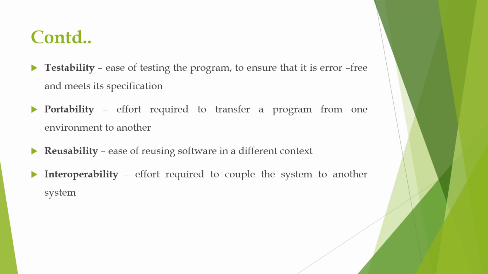The next one, reusability, is ease of reusing software in different contexts. At the end of the day, we are going to reuse the code and the modules, so that should be very easy with the product. Interoperability means the effort required to couple the system to another system. For example, if we have developed one software product and we are going to use it with another software product, it should get easily coupled with the different products and different software modules. That is interoperability. So these are all the various metrics associated with the McCall model.